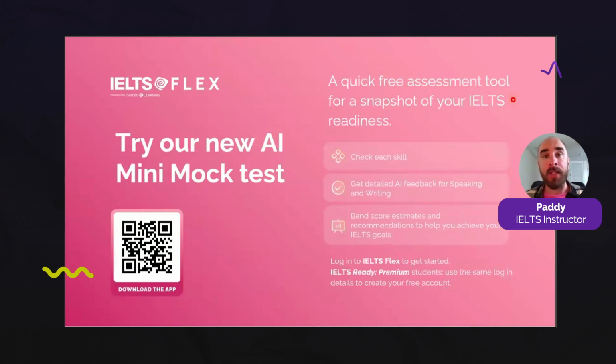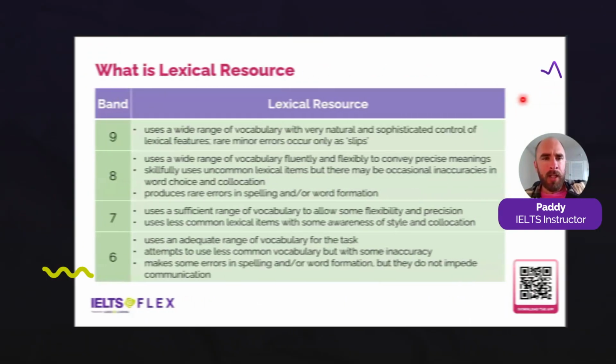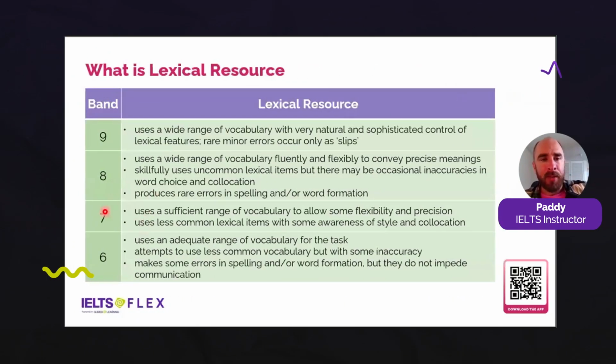Okay, I'm going to move on to the next part of this class where we will talk about grammar and vocabulary. First of all, vocabulary. So a student at Band 7 uses a sufficient range of vocabulary to allow some flexibility and precision. What does this mean? Well, sufficient range to allow flexibility and precision.